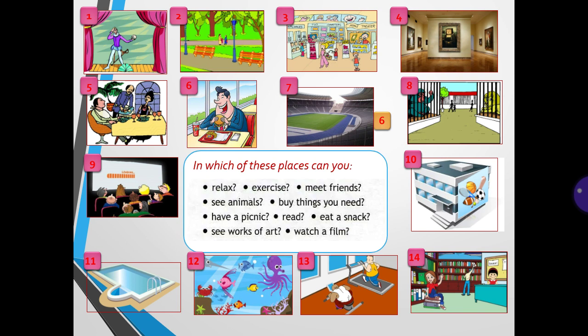Task number 2. You should answer 5 questions in written form, okay? For example, in which of these places can you relax? In which of these places can you meet your friends? In which of these places can you see animals or watch a film? And so on.